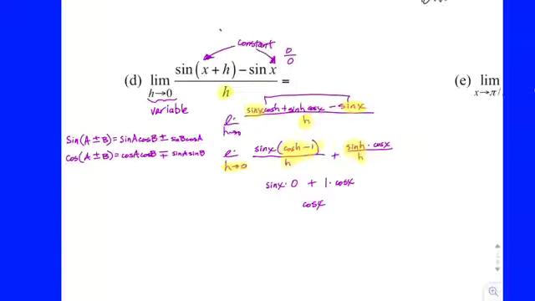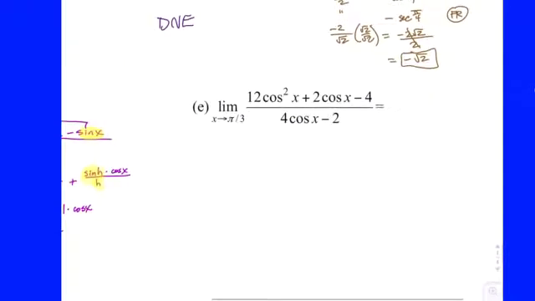Cool. By the way, what's the derivative of sine? Cosine. It doesn't hurt to memorize that ahead of time, even though you really don't know what a derivative is.